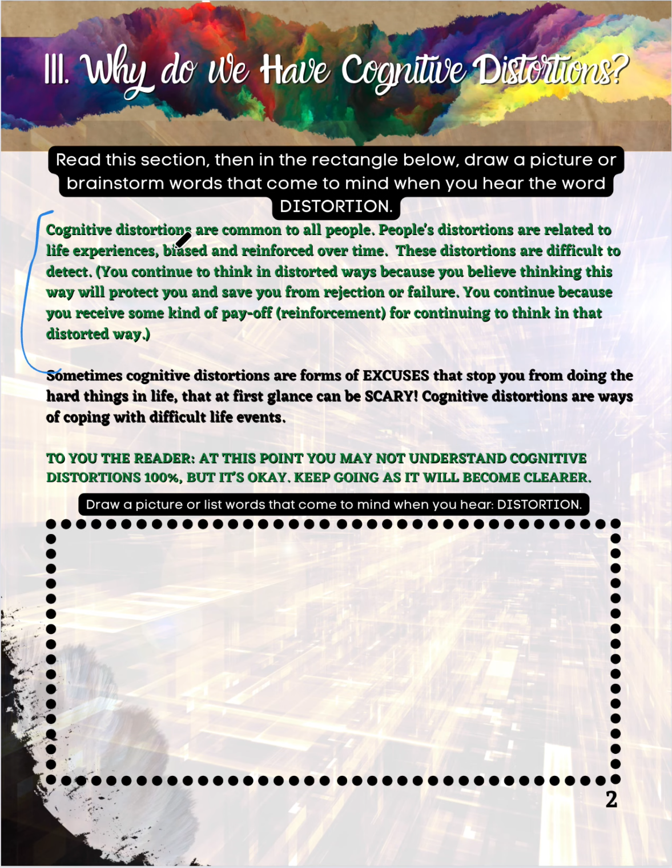Now, these distortions, if you're not paying attention, are very difficult to detect. Okay, because you could continue to think in distorted ways because you believe thinking this way will protect you. So that's another reason, right? You're going to continue to do this because you want to save yourself from rejection or failure. So this serves as a protection for you. Okay, like a barrier, a wall. Now you are going to continue because you receive some kind of payoff or reinforcement for continuing to think in this sort of distorted way.